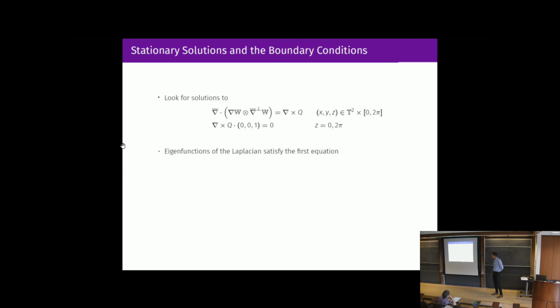But the issue is with the boundary condition at 0 and 2 pi. So the best way that I found to satisfy this boundary condition at 0 and 2 pi was to relax this equation in the interior a little bit. So instead of building things which were honestly stationary, I built things which had small errors on the right-hand side here, but satisfied the boundary condition. And let me describe the way that I did this.